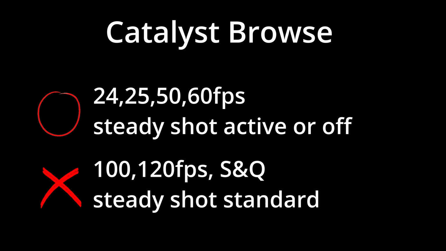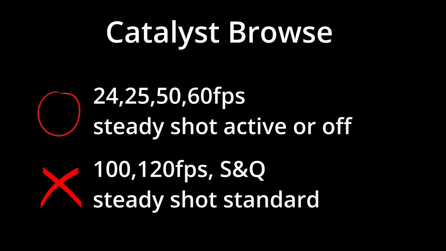My suggestion to fix the problem is that when you shoot the videos, if you already know that there will be a lot of shaking, then set the frame rate to 25 or 50 FPS and use active steady shot, and then stabilize the footage in Catalyst Browse.